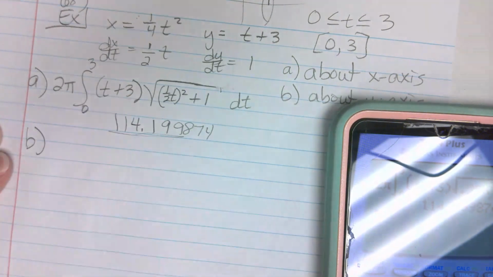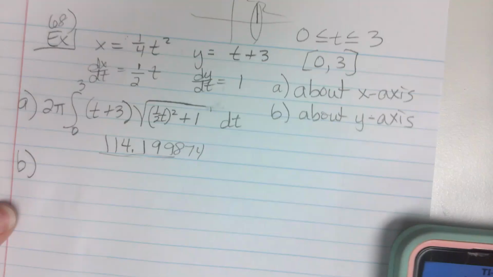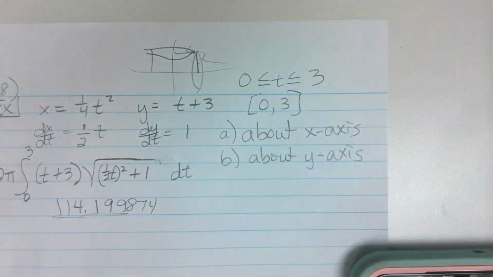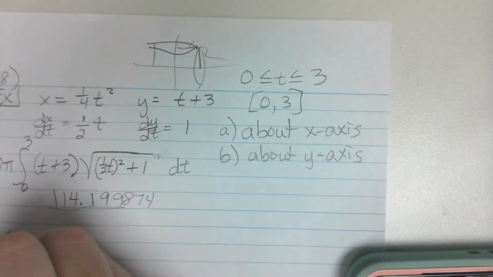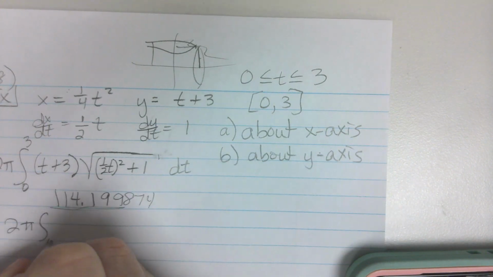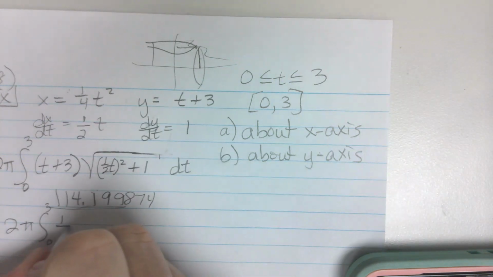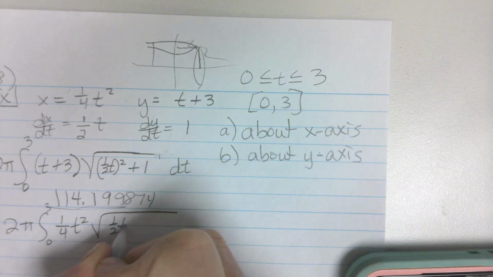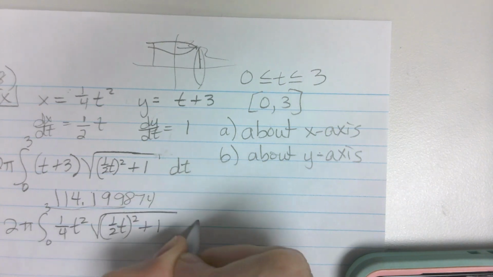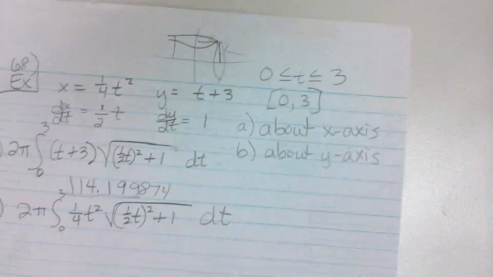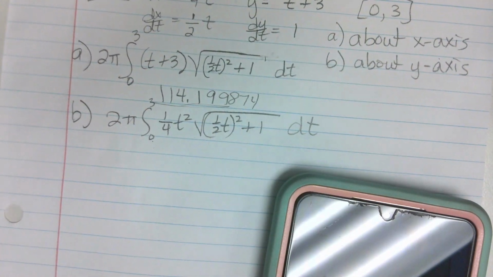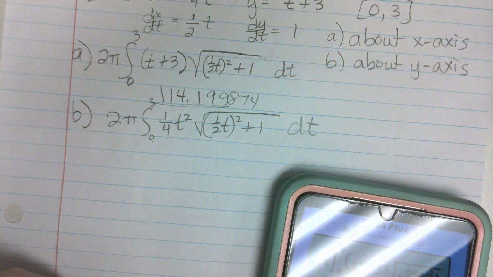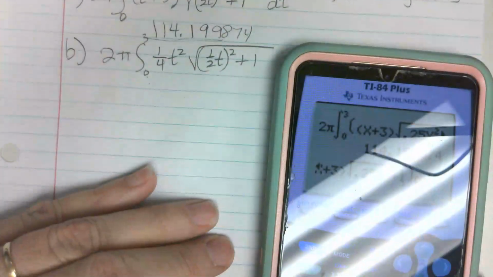What about if we were going about the y-axis, though? We're taking our figure going this way, and the radius then would be the x value, 2 pi, and just call it 1/4 t squared, right? Times the square root of (1/2 t) squared plus 1 dt. I just hit second enter so I can go back and change it, right?